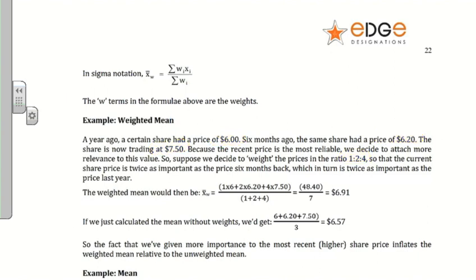My first, oldest price is $6, and that gets a ratio of 1, so we do 6 times 1. Next most important is $6.20. That gets a ratio of 2. Can everyone see how it goes? $6.20 times 2. And then my most important one is the $7.50, obviously because it's the most recent. It gets a weighting of 4. So I go 4 times $7.50.